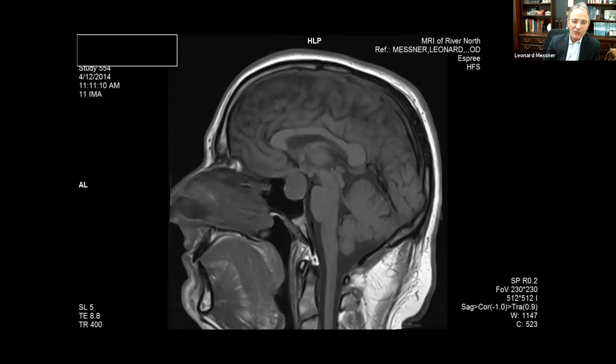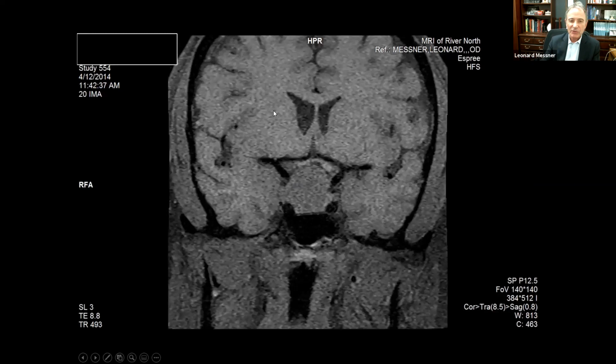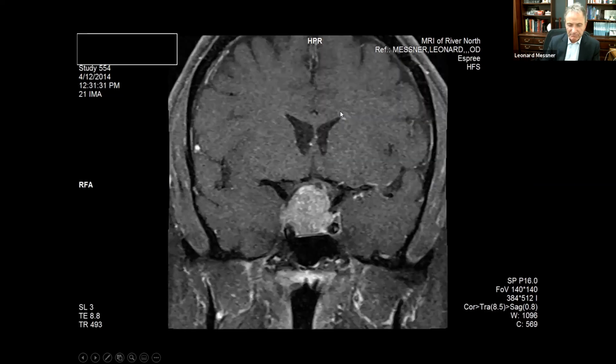What you can see is on sagittal view, this MRI without enhancement, showing this fairly large tumor that is growing up from the floor of the sella. This is the chiasm, this is the chiasmal bar that is bent over the top of the tumor. Here we can see the same thing on coronal view. Here's the tumor, here's the chiasmal bar. Here's the same cut with gadolinium with rather significant enhancement of the tumor.